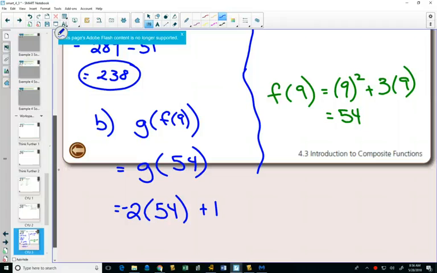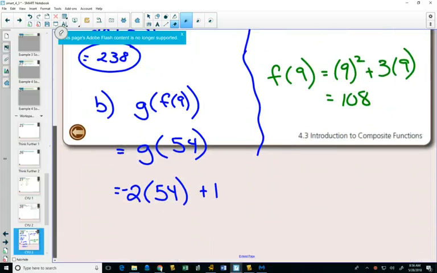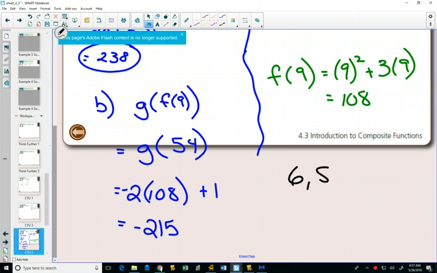So 81 plus 27 is 108. And now we've got to go and put 108 here instead. Negative 216 plus 1. Negative 215. So try a couple of these with equations.